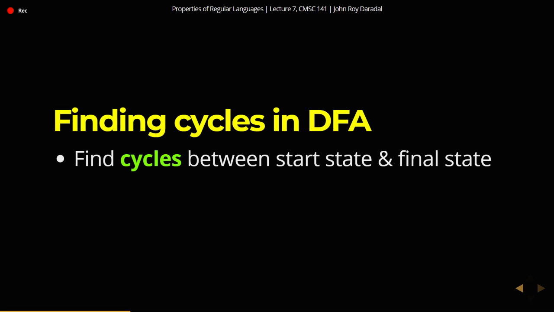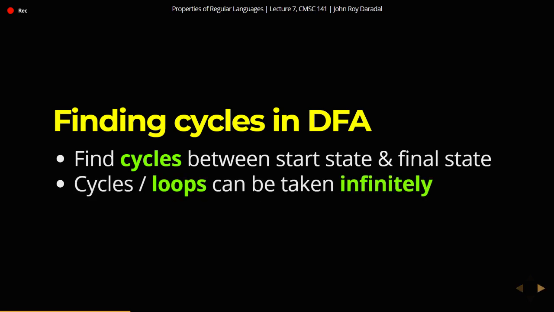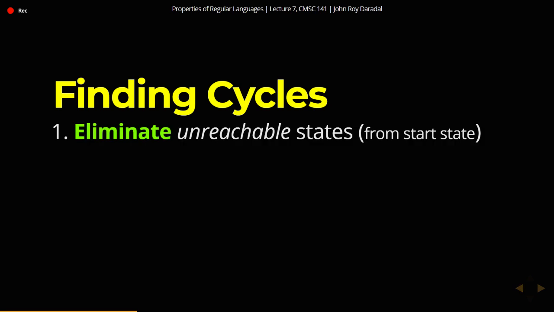Okay, and we'll do this because if you have a cycle or a loop within your DFA, you can take that infinitely, right? So if you take that infinitely, then it will produce infinite strings as well. Okay, so in finding the cycles, we have to do some cleaning up of the DFA first, because it might not be simplified. So we need to eliminate some unnecessary states.